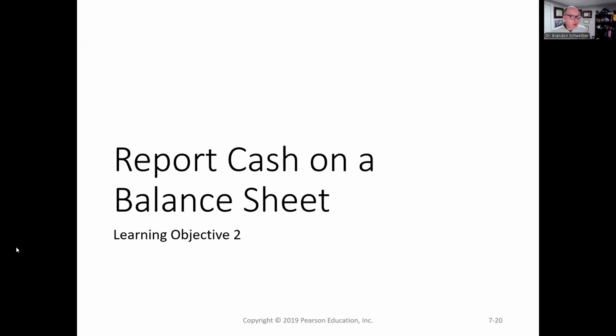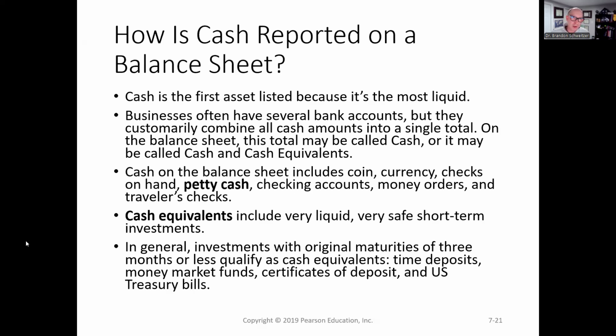So let's talk about cash and what it looks like on your balance sheet. As you know, cash is the first thing that's listed on your balance sheet because it is the most liquid asset that the company has. Assets equal liabilities plus equity. We list out all of the assets in the order of liquidity. And of course, cash being the most liquid asset, it's always listed first.